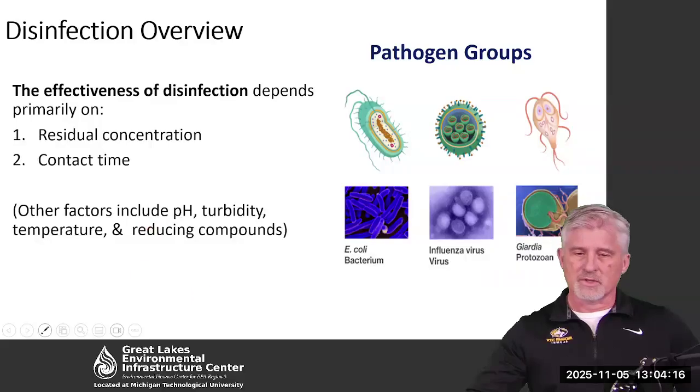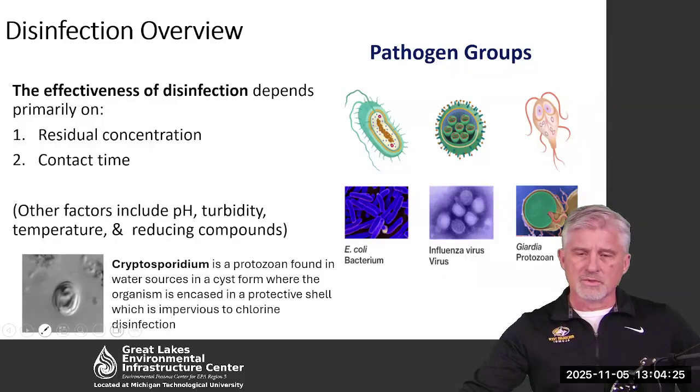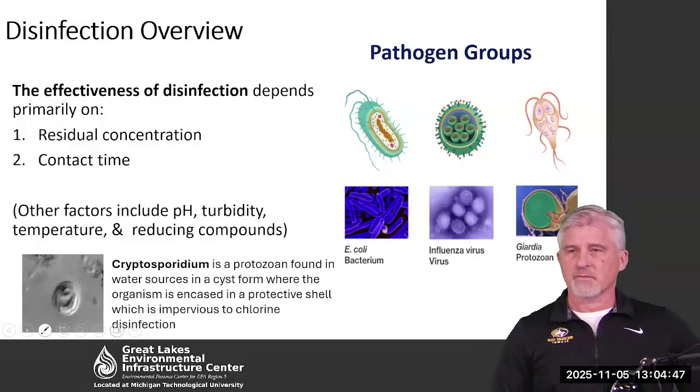About these. I think we'll cover each one of those, but they are pH, turbidity, temperature, and then any reducing compounds that might be in the water. Of note, we'll talk a bit more about cryptosporidium, but it's kind of difficult to treat because there's this cyst that forms around the organism. It's a protective shell, and it makes it difficult to affect it with chlorine.